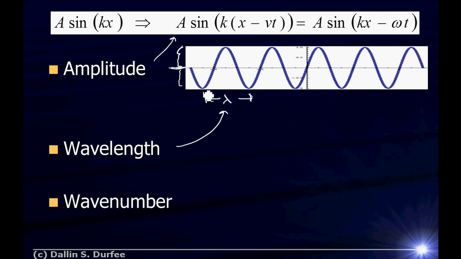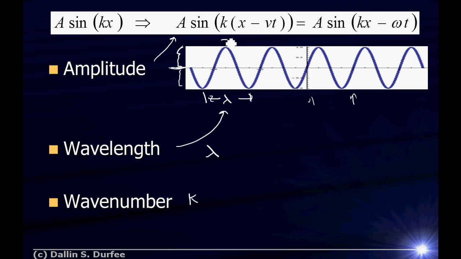So it's the distance from valley to valley, or from peak to peak, or from crossing zero as we go up till the next crossing zero as we go up. Any point to the next point where the wave is doing the same thing again. It's how far in space we have to go to repeat the wave, and we represent that with the Greek letter lambda.